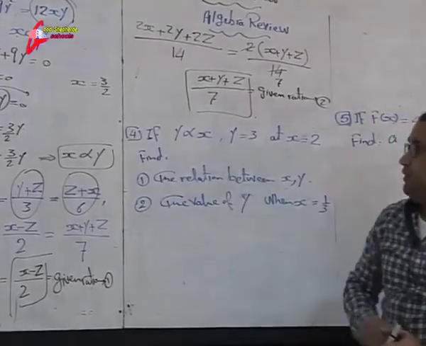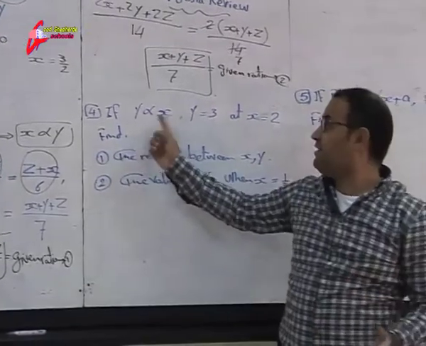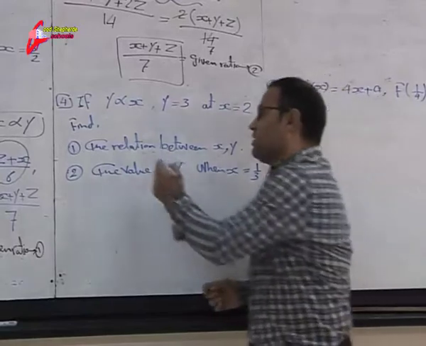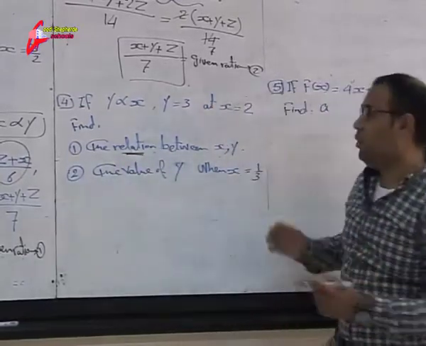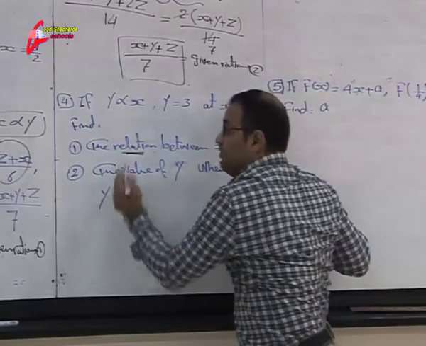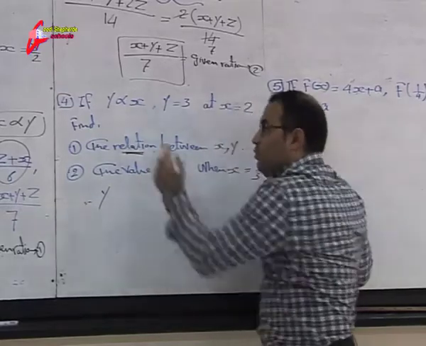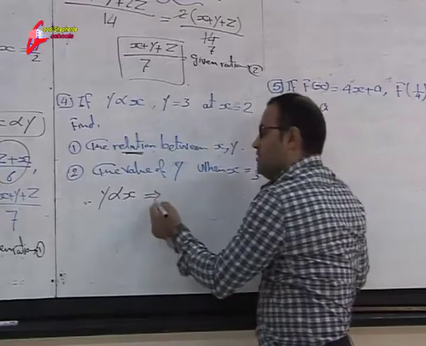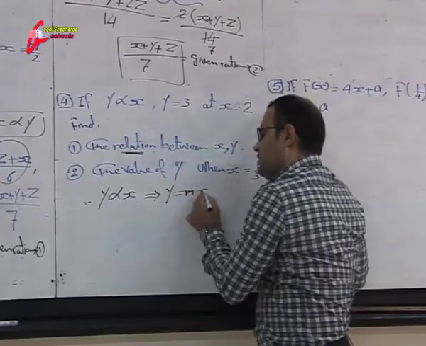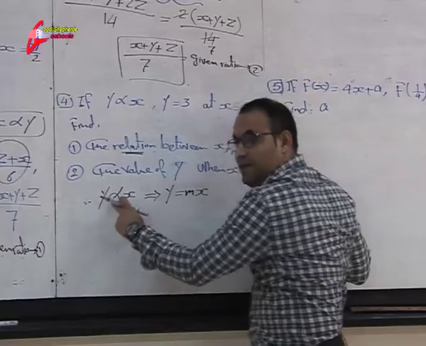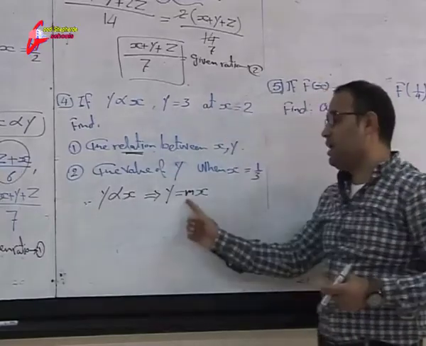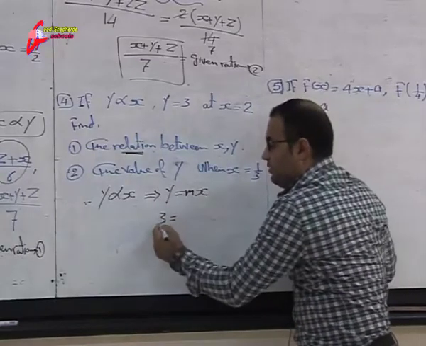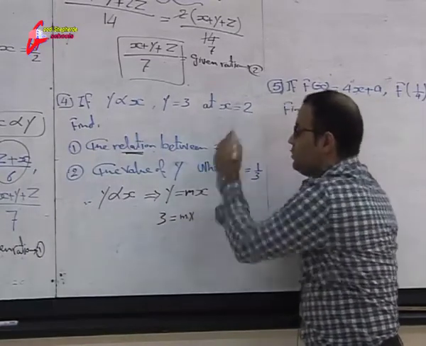The fourth question: if y varies or changes directly as x, and y is 3 when x equals 2, find the relation between them. The relation means y equals mx, since you must write that y changes directly as x. So the answer is y equals mx. We change this sign to two things, equal and constant. Okay, so we have y equals 3, and m times x, where x is 2.